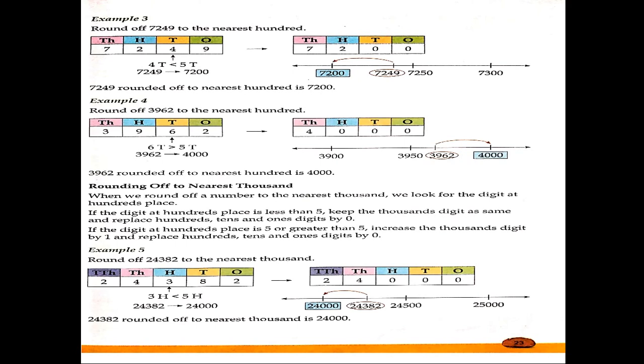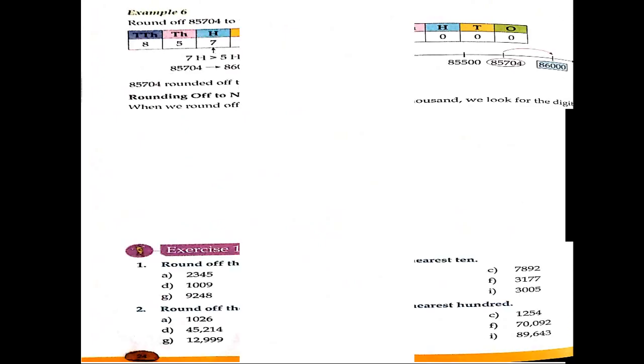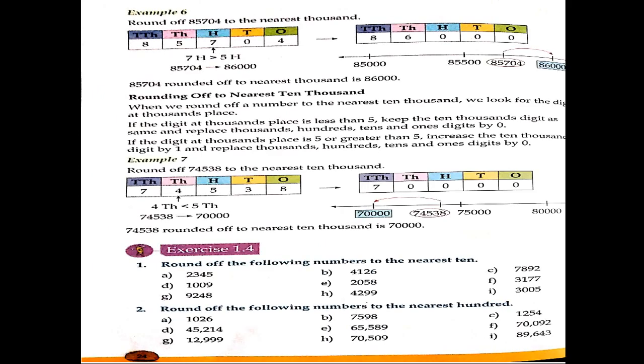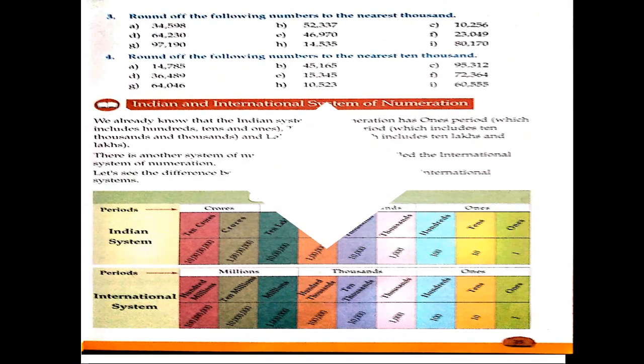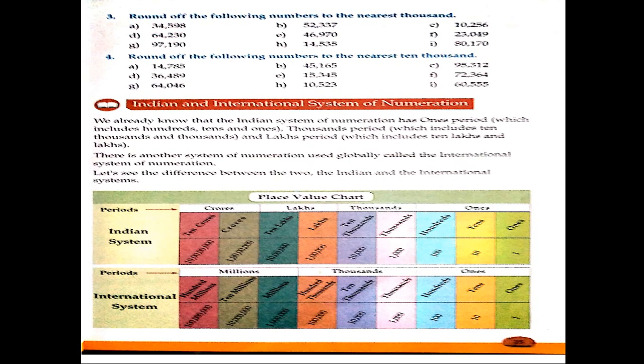Now these are the rounding examples that I have taught you. You have to learn it, revise yourself, and then do it. Now this is the same. Here is the example: round the following number to the nearest 10, round the following number to the nearest 100, and then round the following number to the nearest 1000, round the following number to the nearest 10,000.